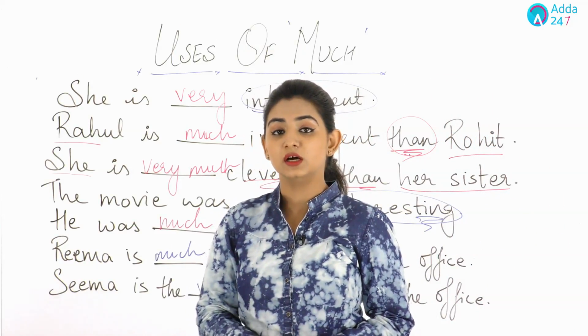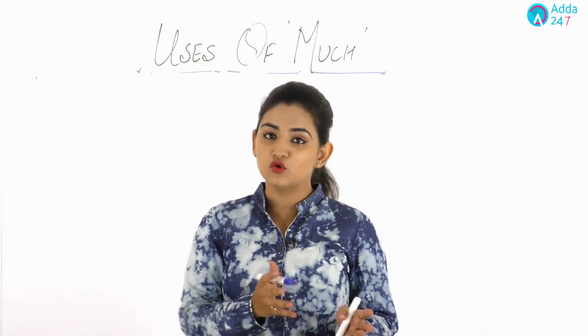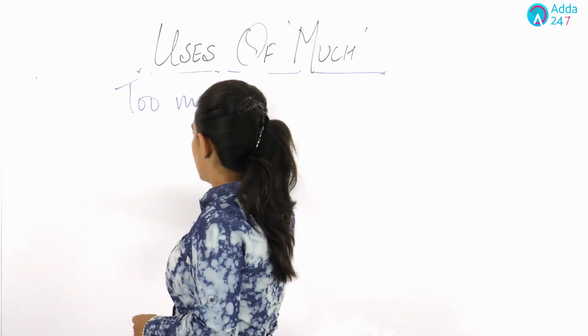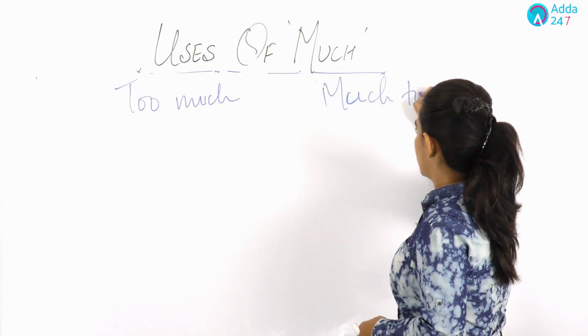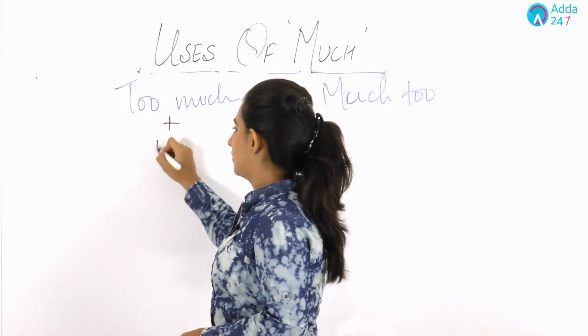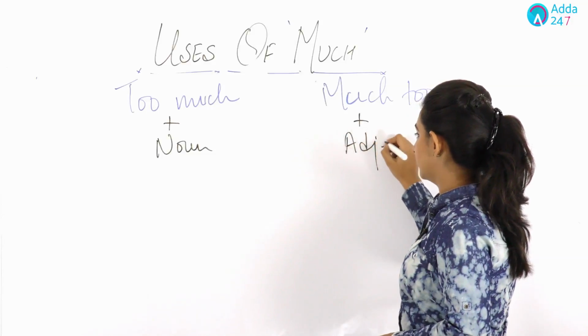Now let's move further to much too and too much. Now let's take a difference between too much and much too. We have too much written somewhere and we have much too written somewhere. Too much is used wherever we place a noun and much too is used wherever we place an adjective.